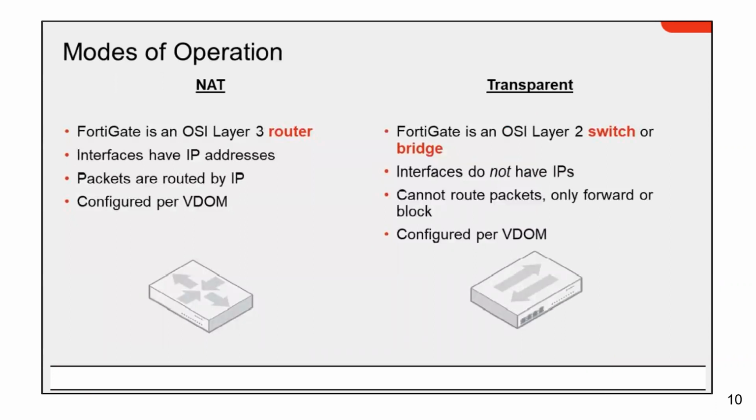All right. Now, see, when I talk about modes of operation, what does it basically mean? You have two options with the FortiGate firewall. One is called the NAT. One is called transparent. Okay. Now, see, NAT is an OSI layer 3 router. Okay. Interfaces have IP addresses. Packets are routed by the IP and configured per VDOM. Okay. See, when I say it's a layer 3 router, these points are very obvious, right? Configured per VDOM. Now, what is VDOM?